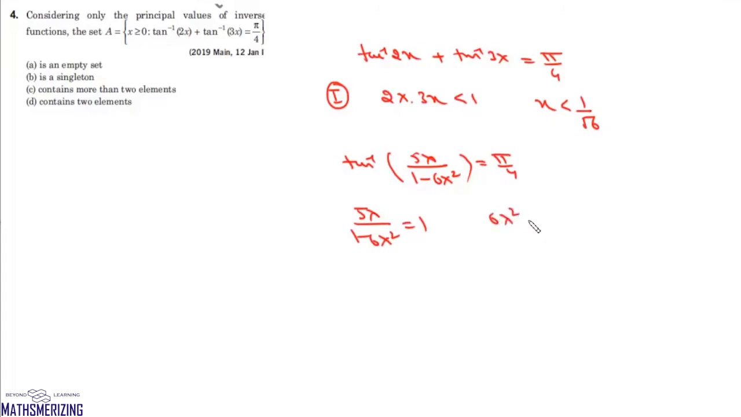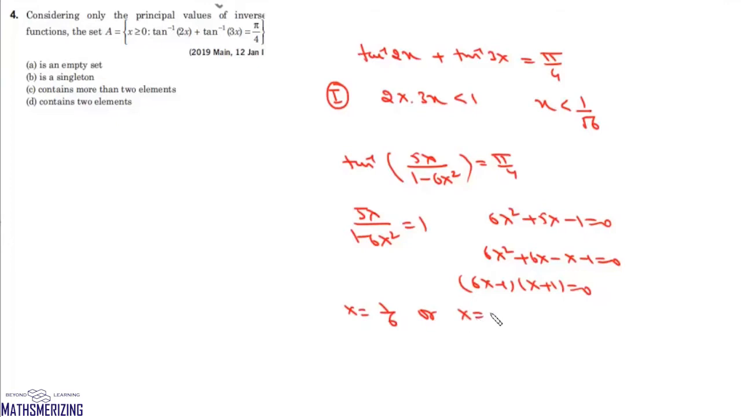So we'll write this as 6x square plus 5x minus 1 equals 0. So it will be 6x square plus 6x minus x minus 1. So it will be (6x minus 1) into (x plus 1) equals 0. So the value of x is either 1 by 6 or the value of x is minus 1. Now in the question it says x is greater than 0, so we cannot take x as minus 1. So the only solution that we get from this case is x equals 1 by 6.